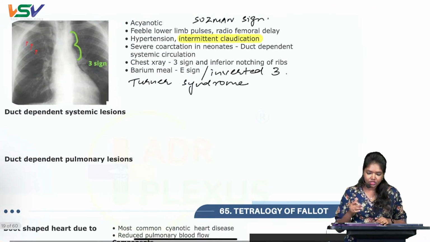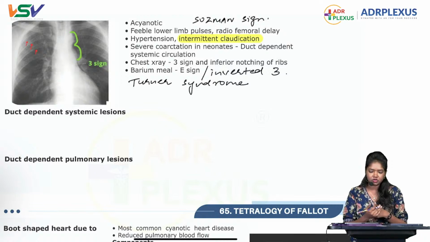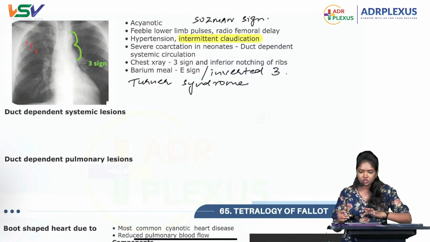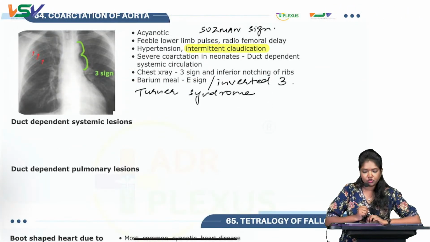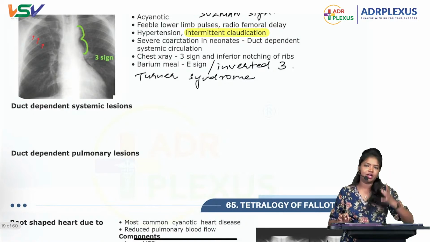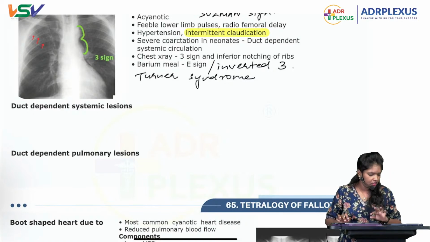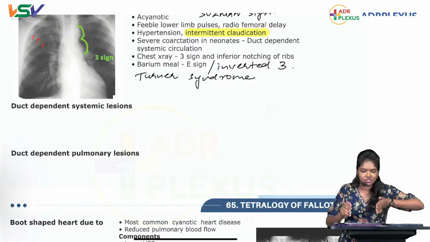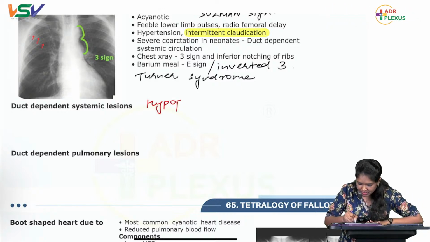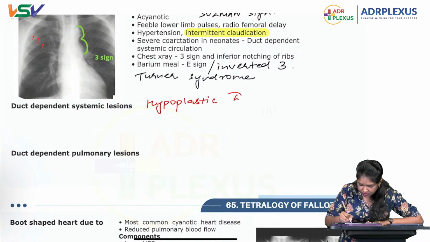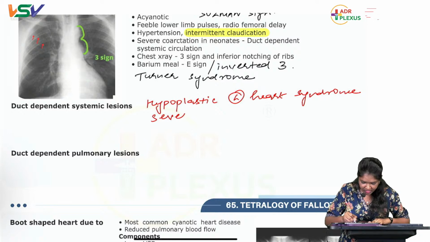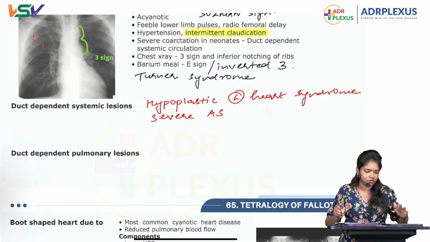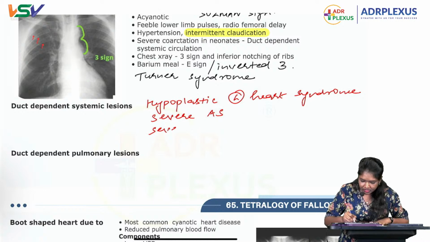Fine. So now we are going to see what is a duct-dependent systemic lesion and what is a duct-dependent pulmonary lesion. What are the duct-dependent systemic lesions you know of? Which means without the ductus arteriosus, these babies cannot survive. So what are the duct-dependent systemic lesions? Left side lesions. Very good. Hypoplastic left heart syndrome. Then, very good, severe aortic stenosis, called critical aortic stenosis, and severe coarctation.